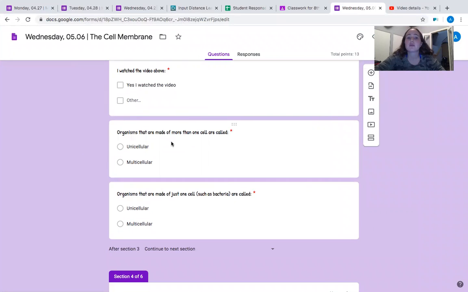Organisms that are made of more than one cell, you should have said multicellular because they have multiple cells. Organisms that are made of just one cell, like a bacteria, are unicellular because uni means one. Like a unicycle has one wheel. A unibrow is when your eyebrows connect, it's like one eyebrow. Uni means one, and so unicellular is one cell.